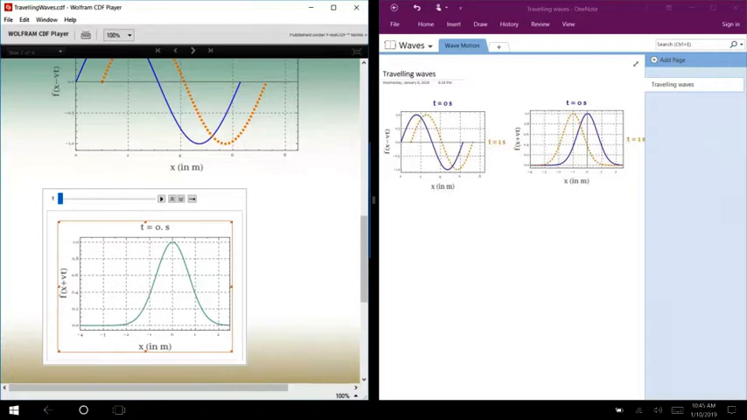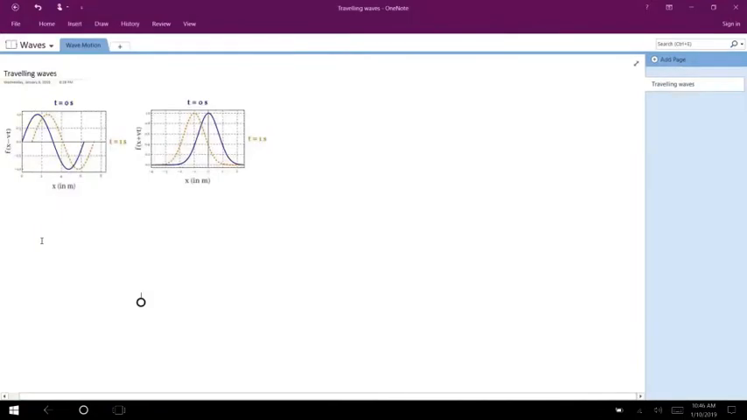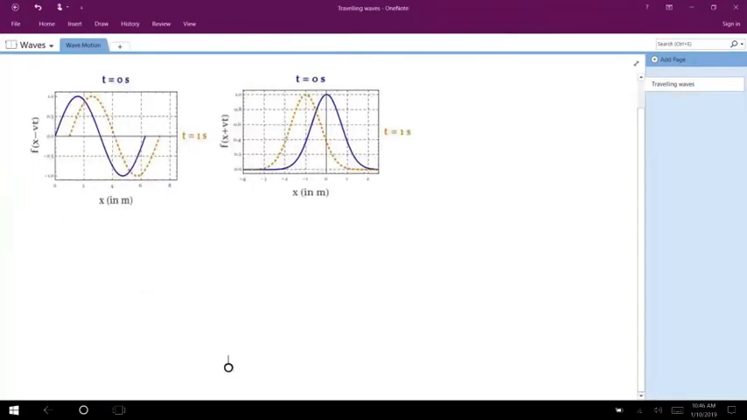So if I now play this video, as time goes on, you will see that the peak in this function is moving to the left. That's the property of the function, and it comes from the fact that this is a function of x plus vt. Okay, so in order to discuss this in a little more detail, we'll look at the functions themselves.